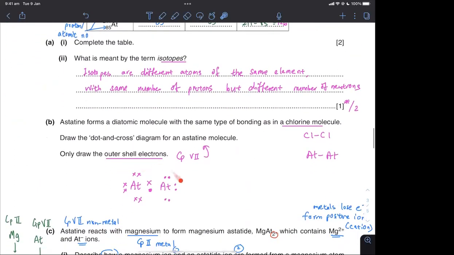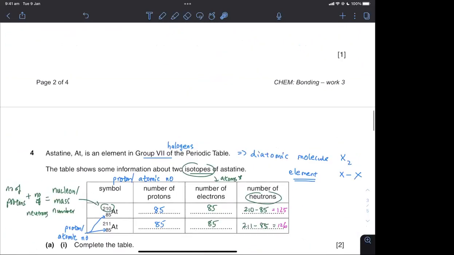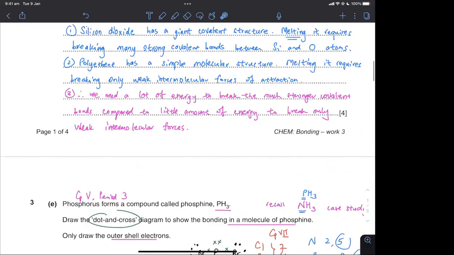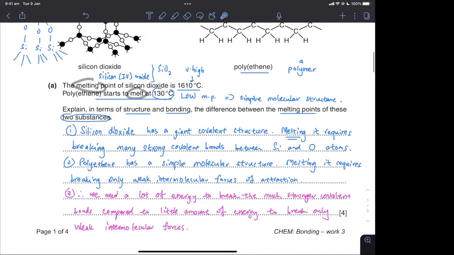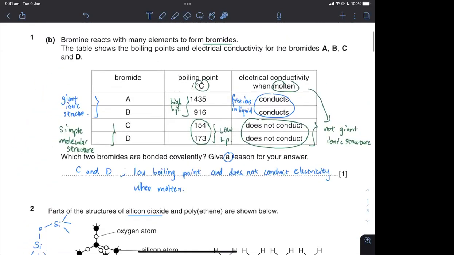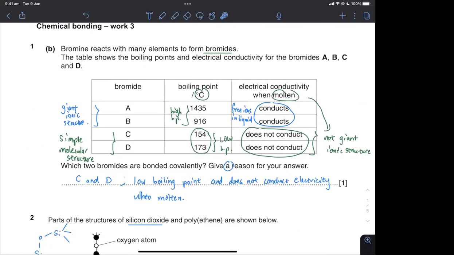I think just some notes on this. I already mentioned the electronic configuration. Please don't try and work out the electronic configuration. All that is needed is group 7 outer shell electrons. That's it. I think most people are okay with that. And this one, let me just go straight to the first question. So I'm just going to go through the work now.